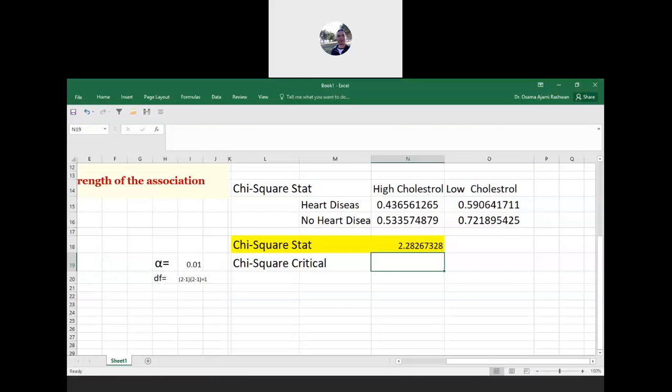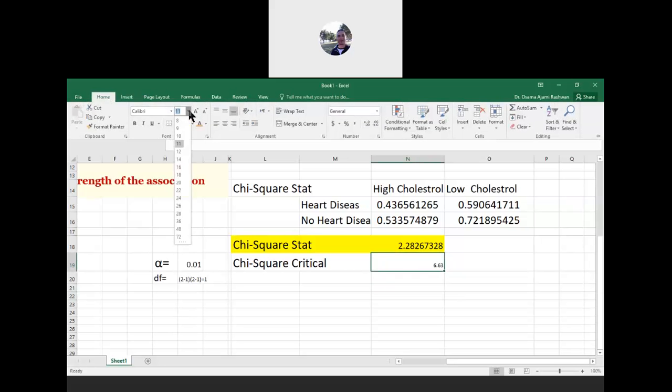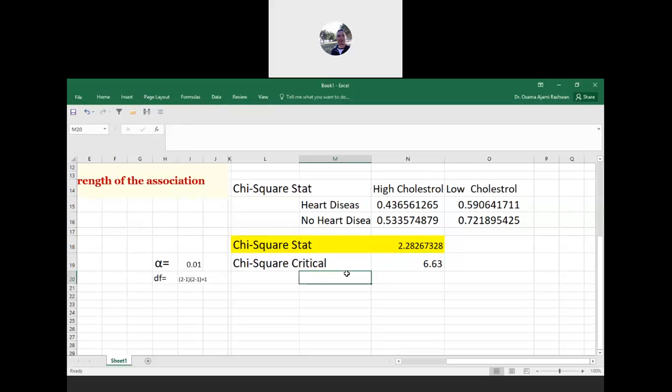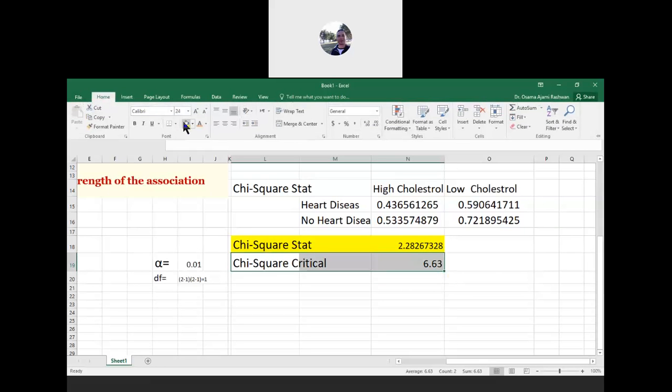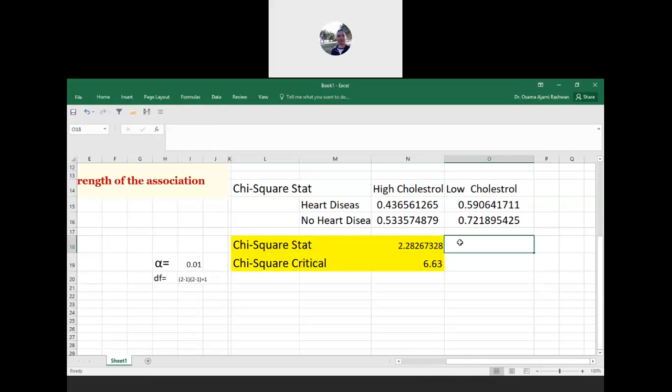So what is the critical value? 6 point what? 6.63. Thank you. Okay. So I'll make it slightly bigger. Okay. Now, yes, I can compare the critical value with the stat value, right? So which one is bigger? Yes, my critical value is bigger. So the chi-stat is less than what? Less than the critical value, right?